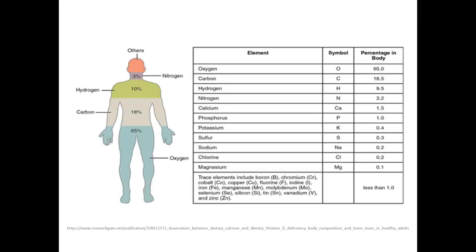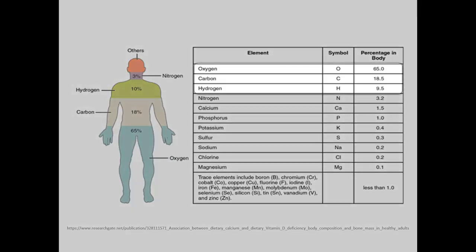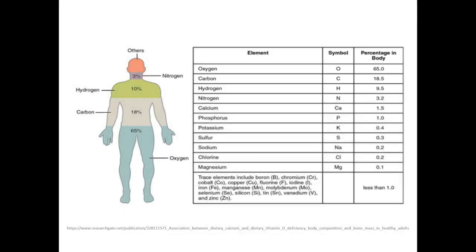Here we have a detailed breakdown of the composition of a human. It shows all the elements found in our bodies. 65% of us is oxygen, 18.5% is carbon, 9.5% is hydrogen, and so on. If we measured out the exact right amounts of all of these elements and put them into a bucket, is that enough to make a human or to make life?